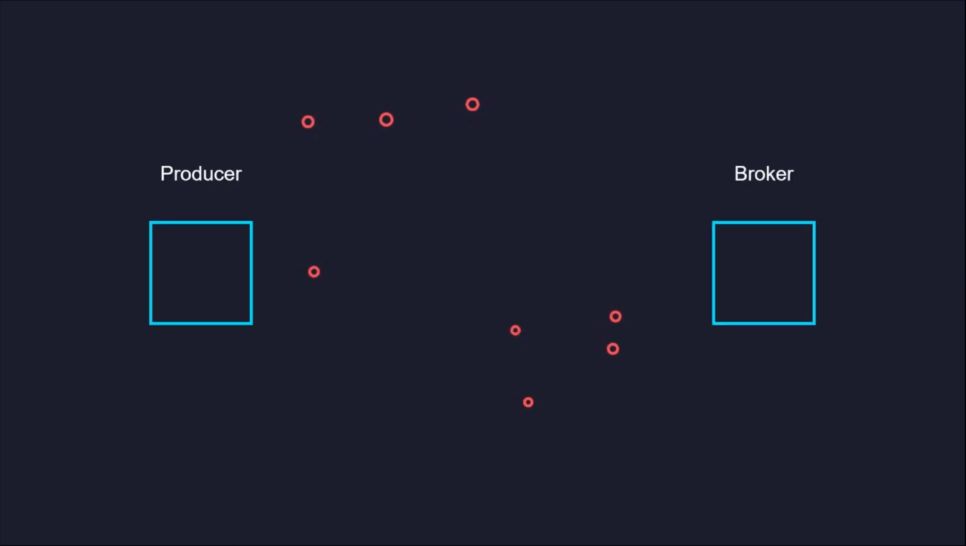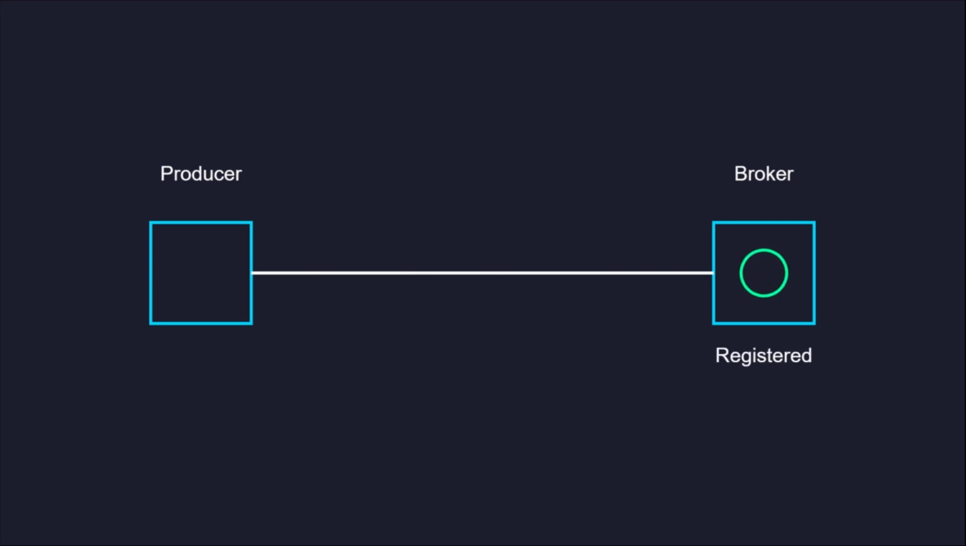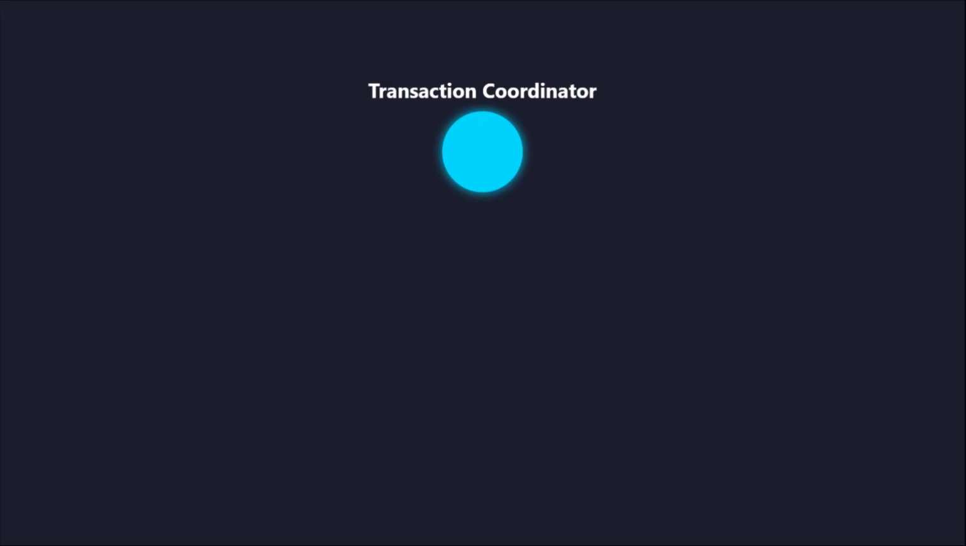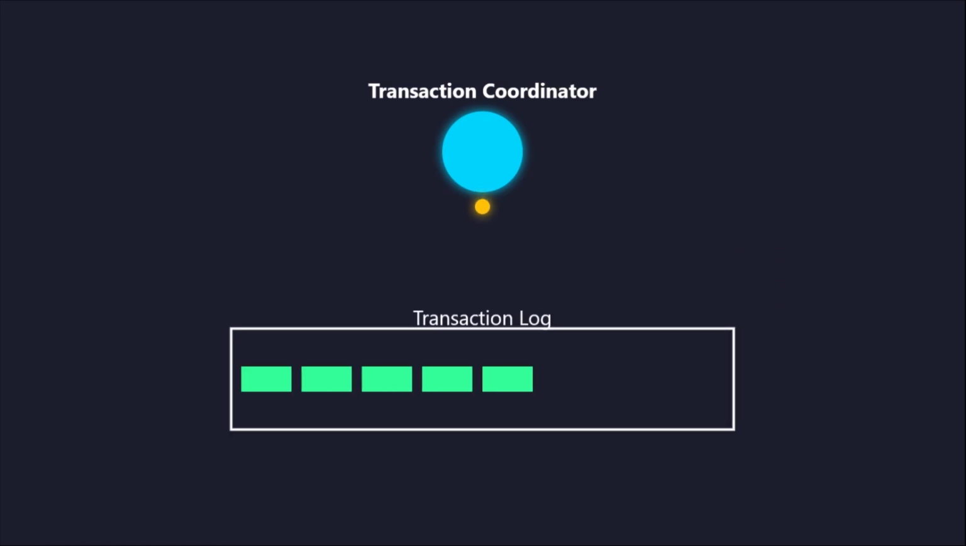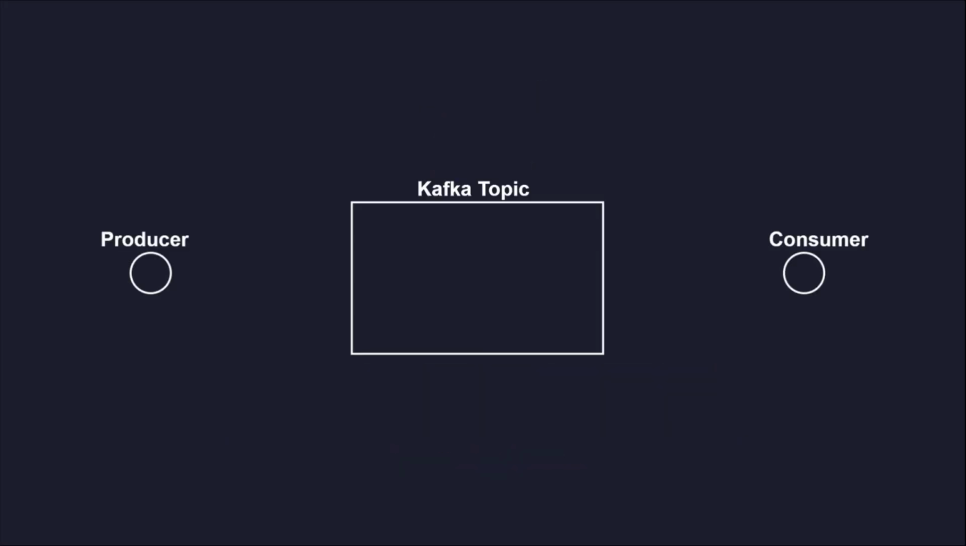Call the init transactions method before sending any data. This registers the producer with the broker and closes any lingering transactions from previous runs. Kafka uses a transaction coordinator to track the state of ongoing transactions. It maintains a transaction log to ensure progress can be recovered after failure.